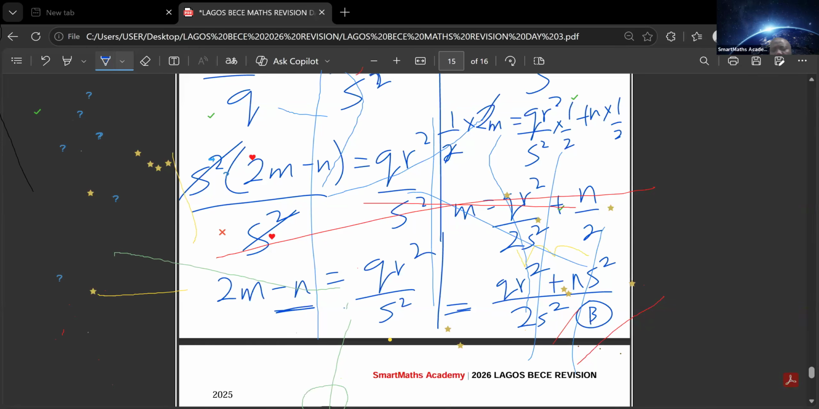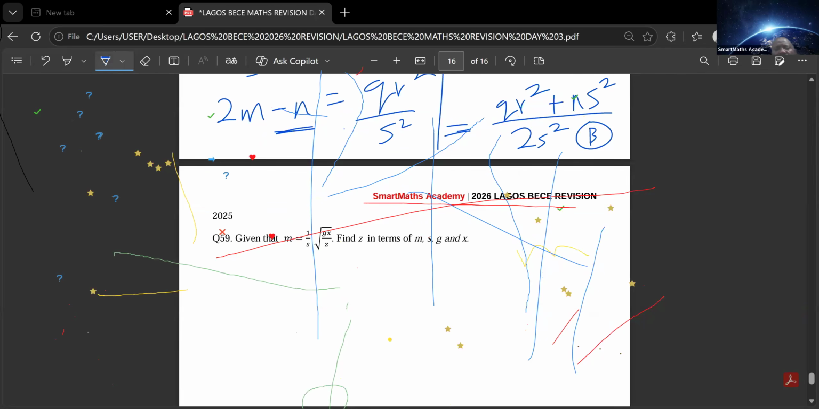All right. So the last one here for today. Tomorrow's class will be very short because I have some advice for you on how to do your exam so I can get the best out of it. All right. So what we have here is given that m equals 1 over s square root of gx over z. Find z in terms of, that is, make z the subject of formula.